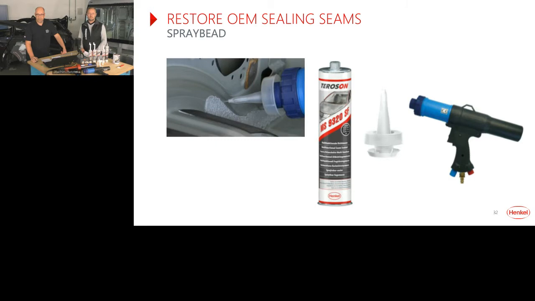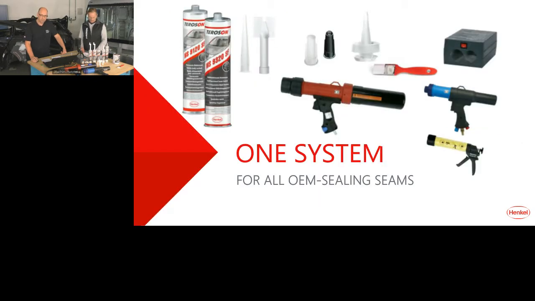Last but not least, at the end we have one system which is able to reproduce all sealing seams you find in the car body. You have the product, we have the right nozzles for all beads, we can adapt the nozzle, we can adjust the pressure, we have high pressure tools, sprayable tools, we have even a hand tool to apply, we have the brush, we have the heating, all together, one system you can use to reproduce all sealing beads you have to make on the car body.